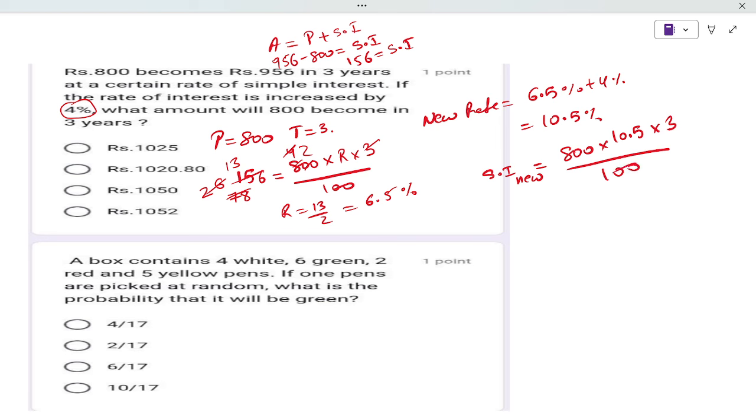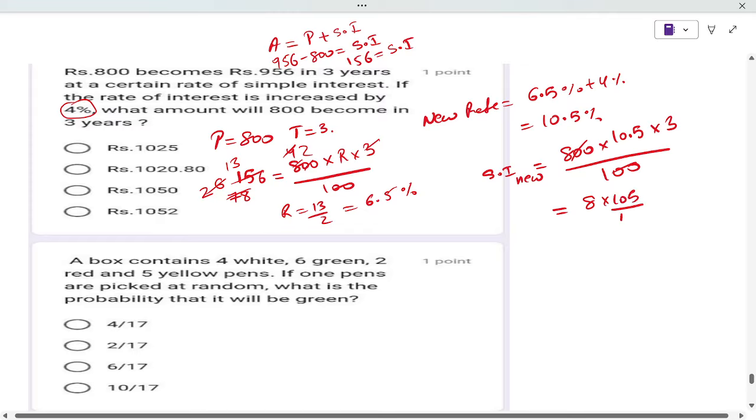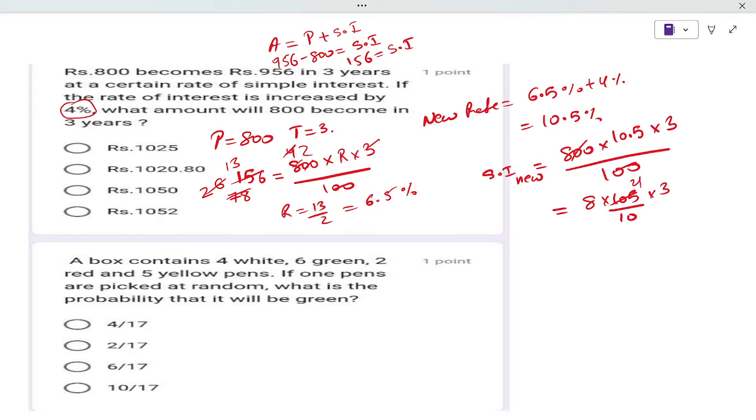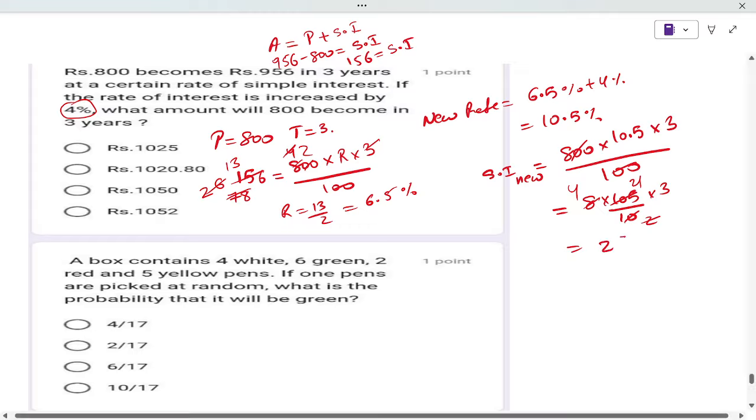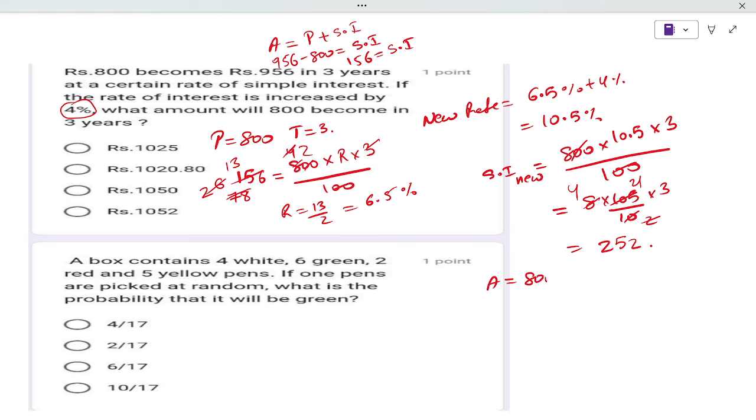0 cancel. So now you need to multiply this one. 8 times 5 is 40. Or you can do it this way also: 8 into 10.5 divided by 10, why 10? Because we have 1 decimal point here, into 3. 5 2 times, 2 4 times. So here 21, and then this will give us 252. They are asking us to find the amount. 800 was the principal, 252 was the interest. So here 1052. That's the answer.